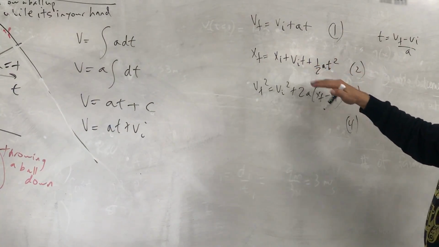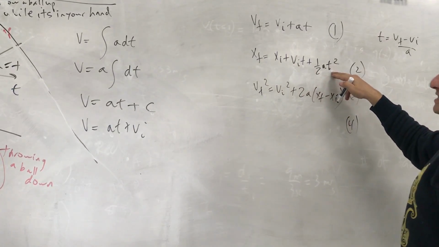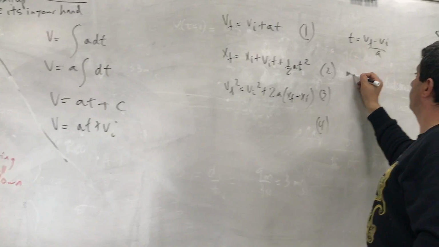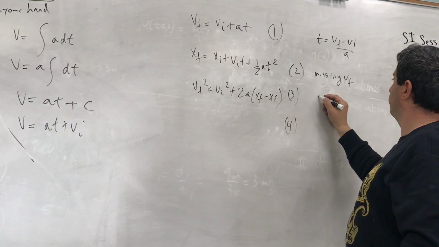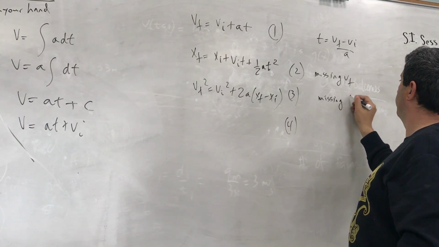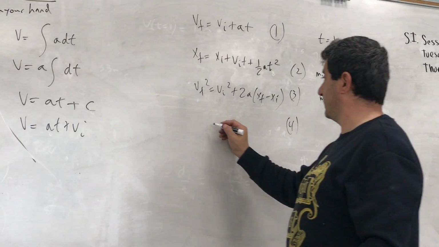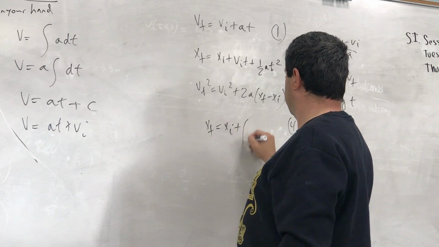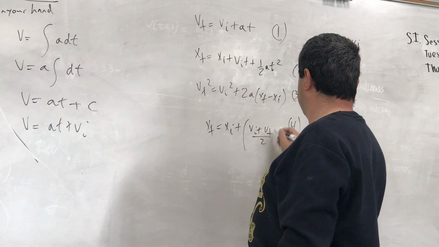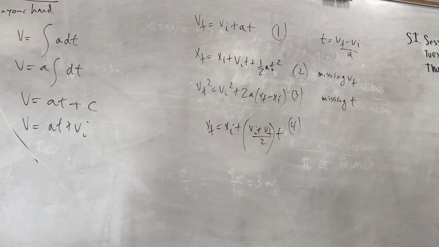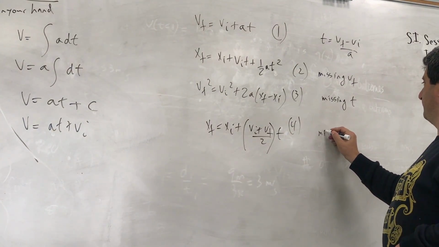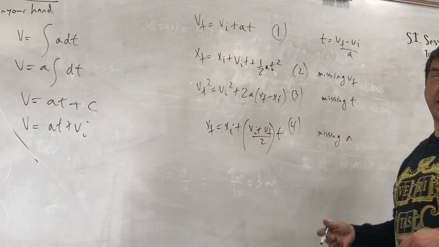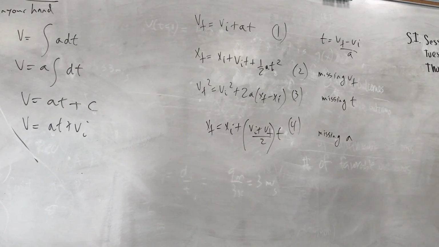So each of these has an advantage. This one has an advantage that it's missing V final. This one is missing t. And then there's a fourth one that is like this: X final is X initial plus V initial plus V final over 2 times t. And this one is missing the what? Missing A itself. So you don't need to know what the acceleration is.